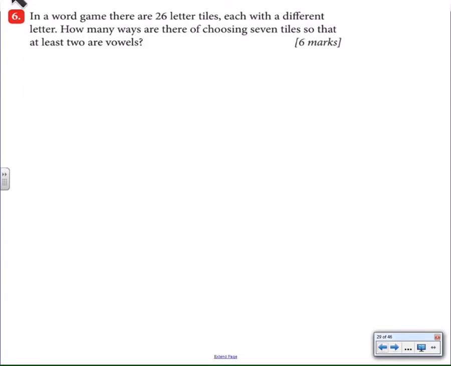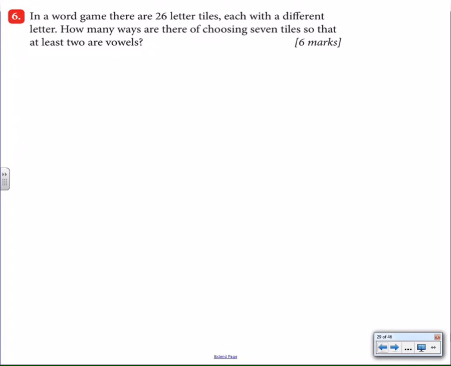So you can see here it's a more challenging problem, but it's just talking about 26 letter tiles in a game. And if you're going to draw 7 from that pile of 26 at random, how many different ways could you get 7 letters so that at least 2 of them are vowels? I want to pay attention to the phrase "at least." So what they mean by at least 2 of them being vowels is we could have 3 vowels or 4 vowels or 5 vowels or 6 vowels or 7. 7 vowels isn't going to happen, but we could have all the way up to 5 vowels.